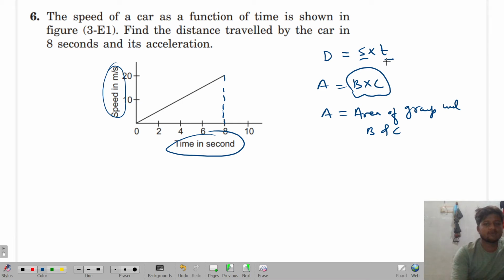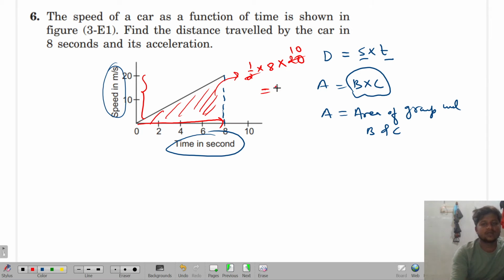So here a speed-time graph is given. So area of the speed-time graph will give you what? Distance. Yes or no? So find this area. This is equal to half base times height. Base is 8, height is 20. So 2 tens are 20, that is 80 meters. So therefore the distance is going to be 80 meters. Okay. Now it is asking about acceleration.